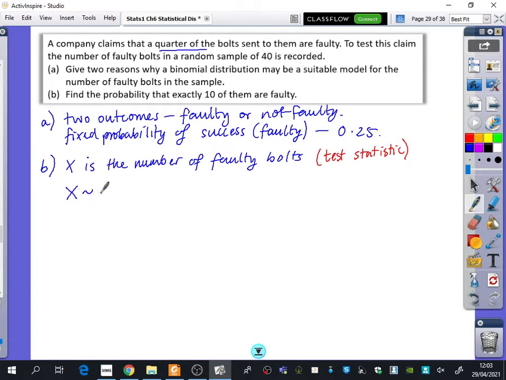So now I can say that X has a particular distribution. I'm going to write B for binomial. What do you think is going to go inside the brackets? 40 and not 10, no. And 0.25. I could write a quarter if I wanted to, or I could write 0.25, whichever one you want to do. I don't mind either of them. You should be familiar that you could see it with a fraction in, or you could see it with a decimal. And we're just going to find out the probability that exactly 10 of them are faulty.